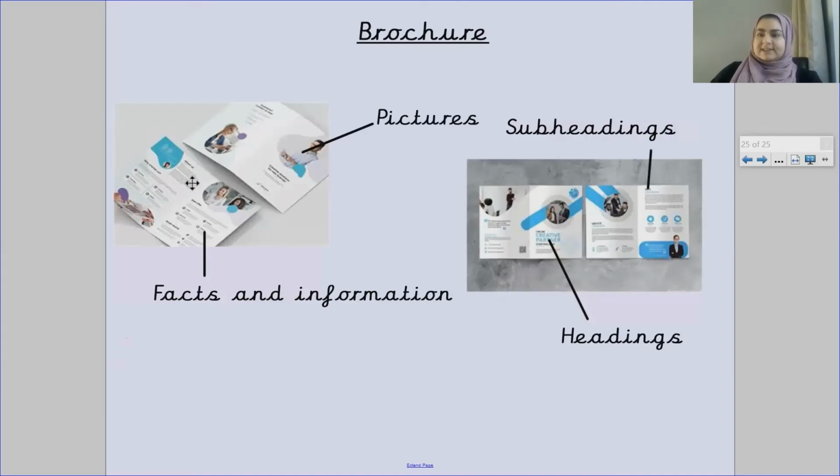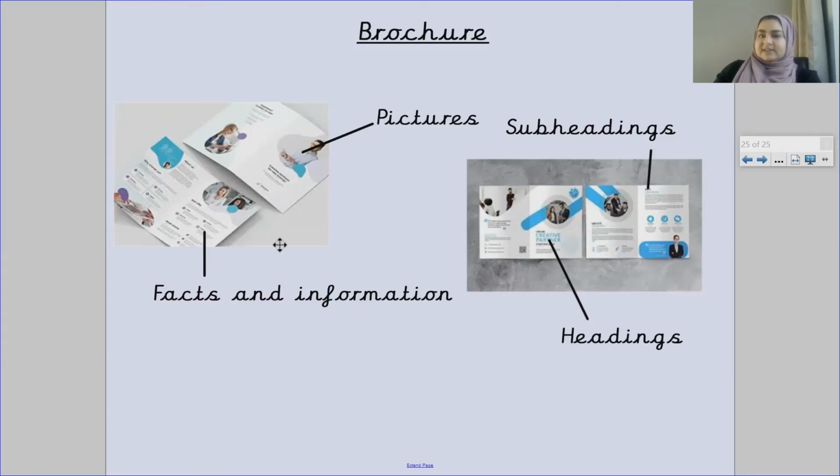Now, a brochure looks like this. With the brochure, it's a folded piece of paper. Yeah, it's like a leaflet. So if you look over here, it's folded in half. So the way you can do it is get a piece of paper and half it, but make sure it's landscape. Okay. So you half it and you add different information on different sides. So on a brochure, your front cover would be pictures and you could write down magnets as a heading. Inside you would have subheadings and headings and facts and information.